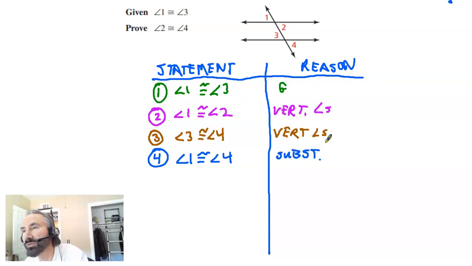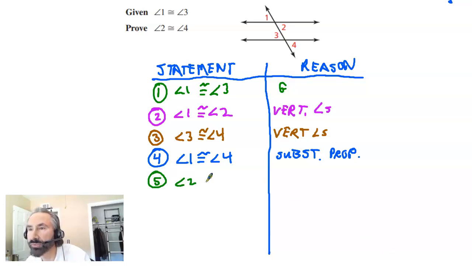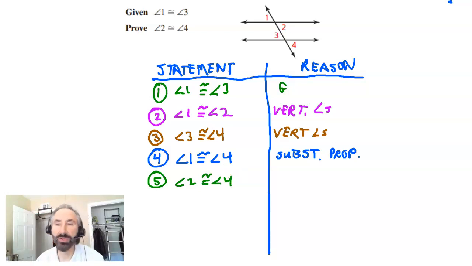Now, sometimes we use transitive property. This is the substitution property. Sometimes we use transitive property, but in this case, I'm just substituting one thing. It's not a chain of things. So anyways, now we can get back on track. And let's do this fifth one. And this will be angle 2 is congruent to angle 4. And again, if you want to hit pause and come up with the reason, that would be great.